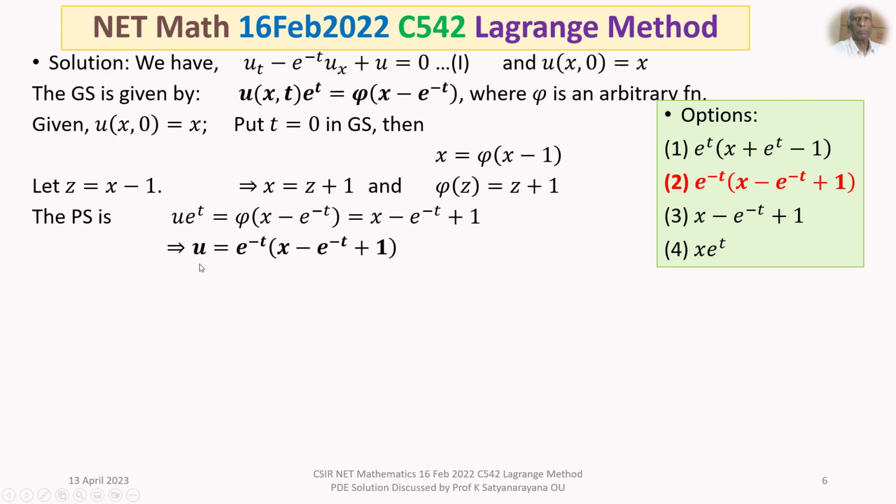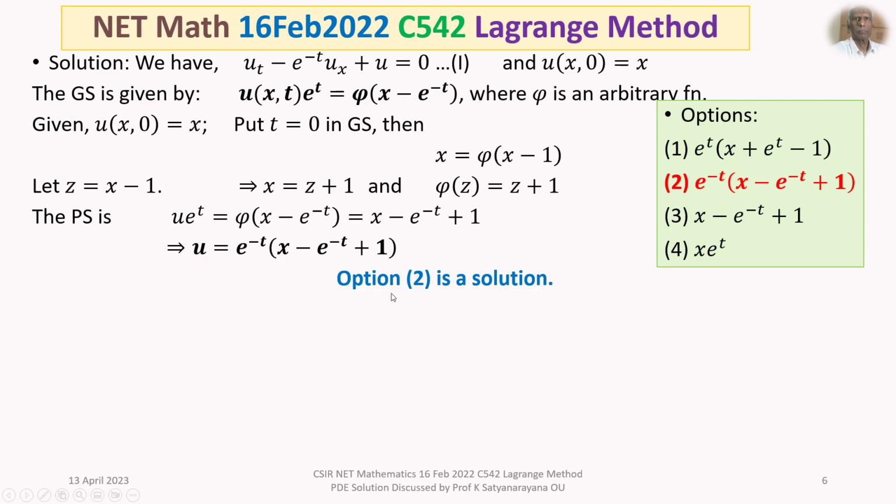And this is u is equal to e power minus t into x minus e power minus t plus 1. This appears against option 2. That means the solution we have derived is appearing in the list of options against option 2. But this is a question given from section C, so there can be more than one answer. So the option 2 is a solution, correct? That much you can say. So the option 1, option 3, option 4, are they solutions? How do we find it?